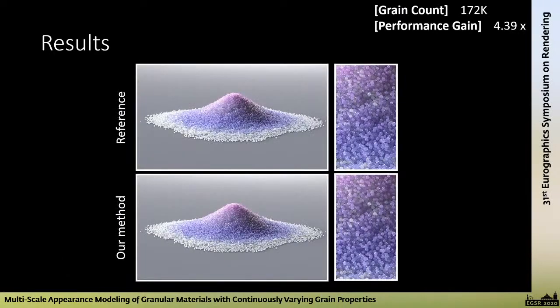Next, we show a few examples rendered using our technique. In the first example, we show a pile of more than 100,000 grains with gradually changing colors, which cannot be efficiently handled with previous methods. The difference between the reference image and our multi-scale rendering result is subtle in both full view and zoom-in view. The performance increases by 4 times using our framework.